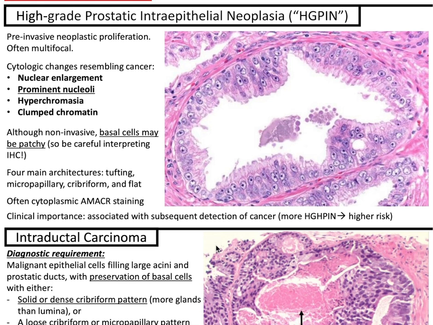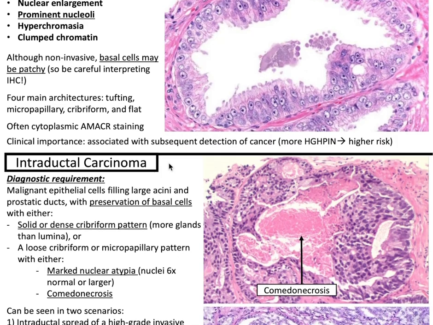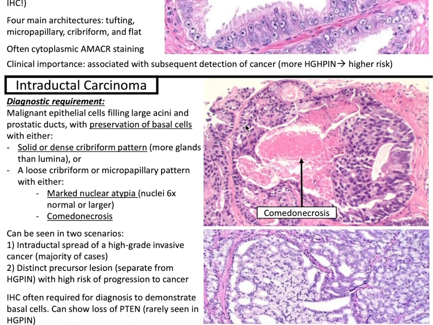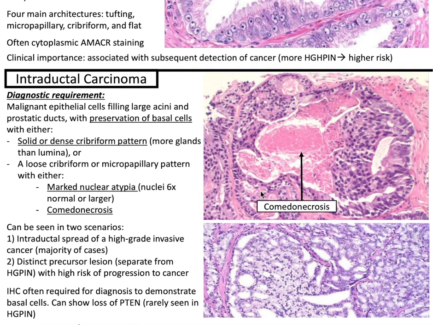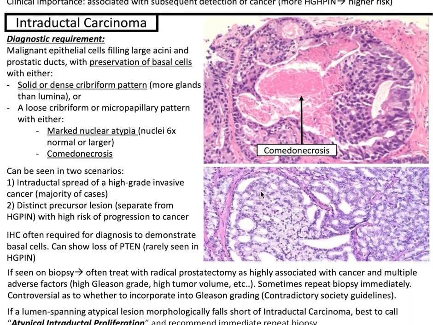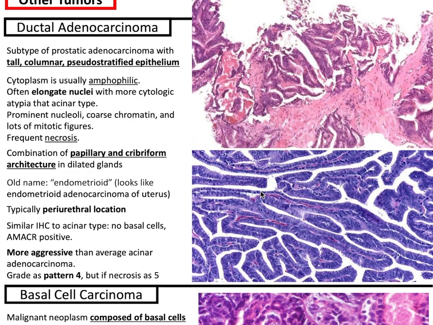high-grade PIN, where you should see prominent nucleoli and AMACR cytoplasmic staining, as well as retained basal cell layer. And intraductal carcinoma, where you'll have preservation of basal cells, and you can have a solid or dense cribriform pattern, where you have more glands than lumina, or a loose cribriform or micropapillary pattern with either marked nuclear atypia or comedonecrosis. Other tumors include ductal adenocarcinoma, where you'll have this tall columnar pseudostratified epithelium.